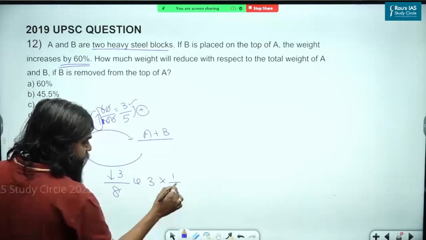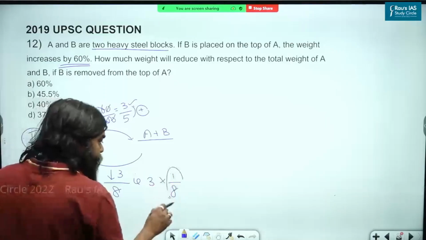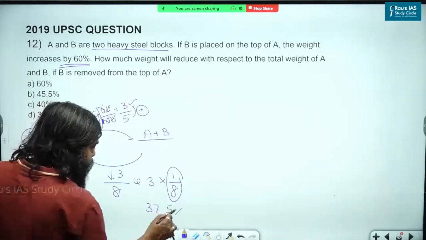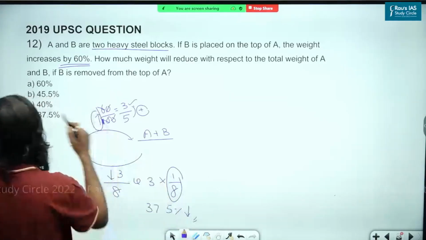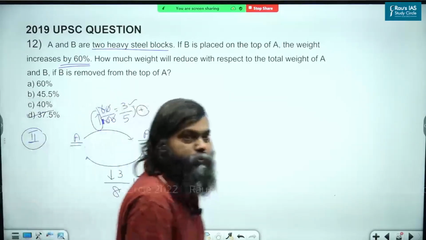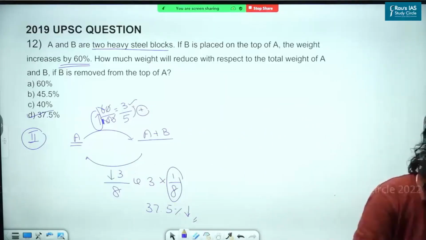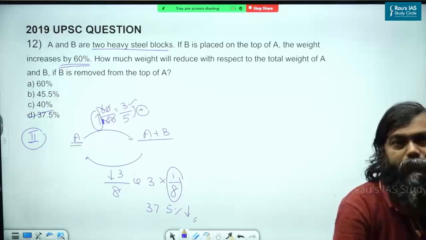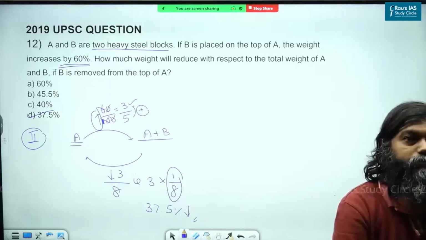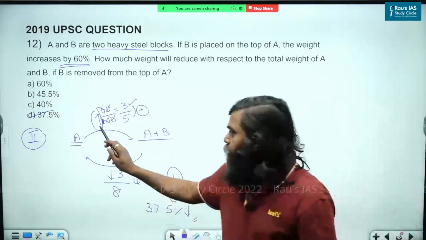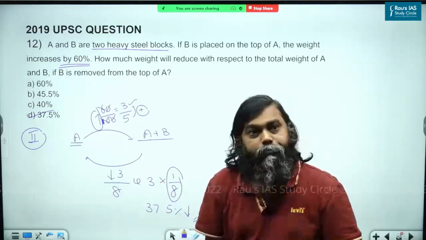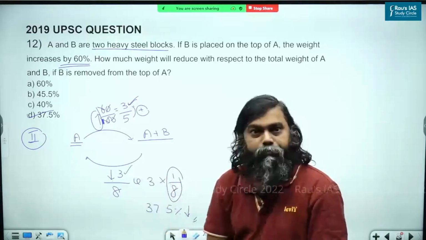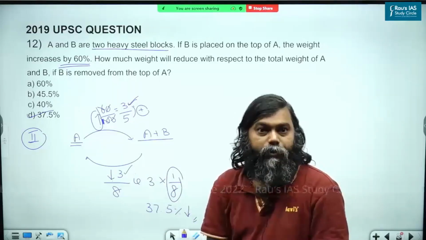3 into 1 by 8. 1 by 8 is 12.5, into 3, 37.5% decreasing from here to here. Is everyone understanding this? Any doubt up to here? So how did you get 3 by 8? Here increase means here decreasing. Whatever the numerator, same numerator. Understood? Not understood?